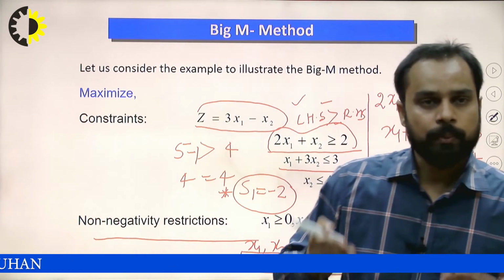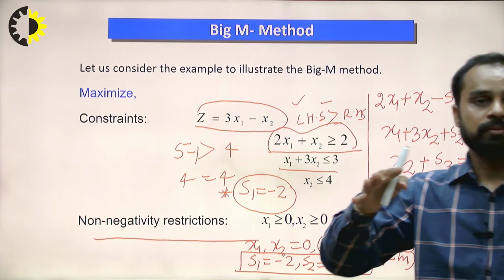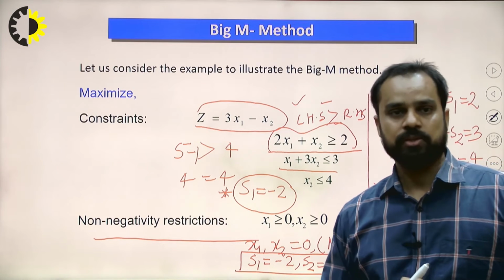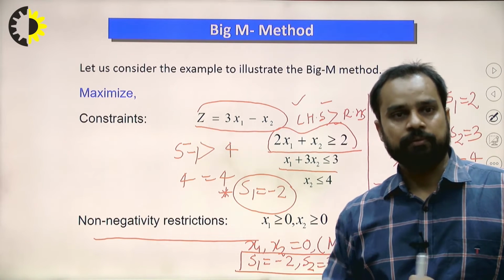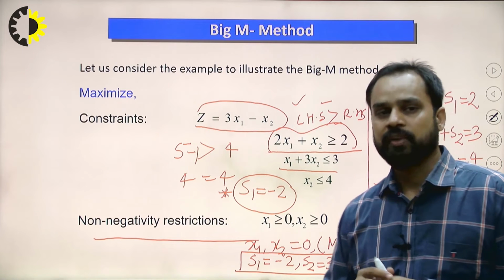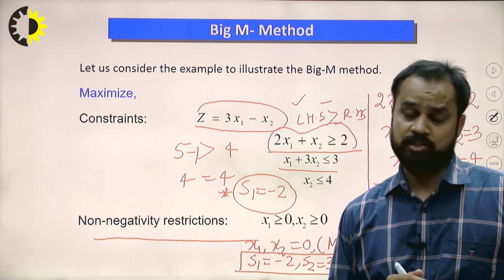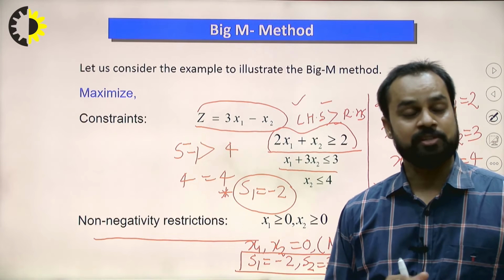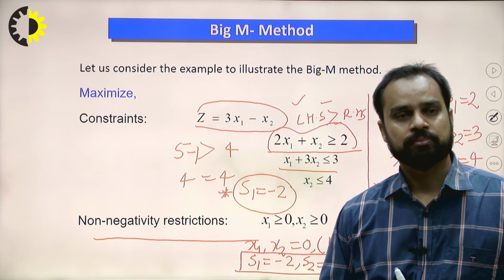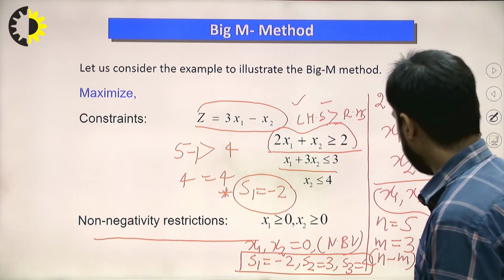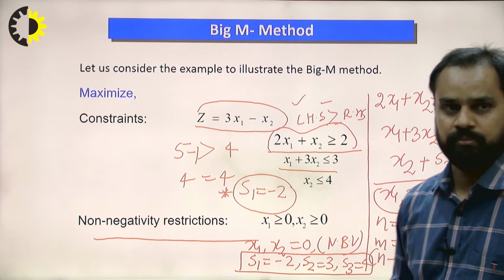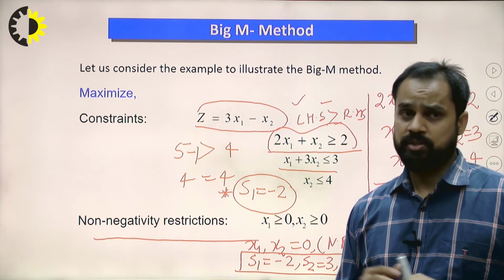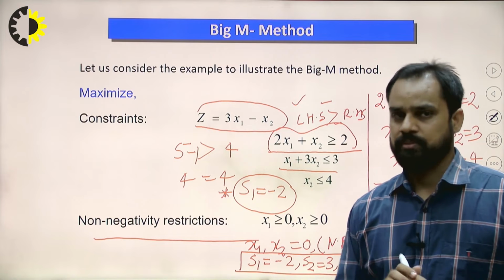The solution of the problem can be any solution which satisfies all the constraints and the non-negativity restriction. If this solution is not satisfying the non-negativity restriction, it means it is not the basic feasible solution, because it is clearly violating the non-negativity restriction. If it is violating the non-negativity restriction, it is not the feasible solution.